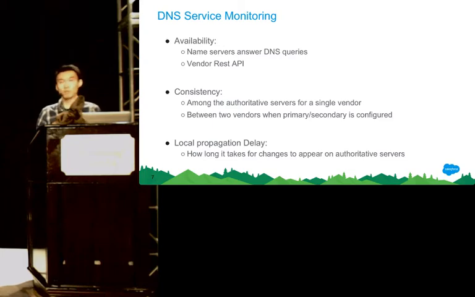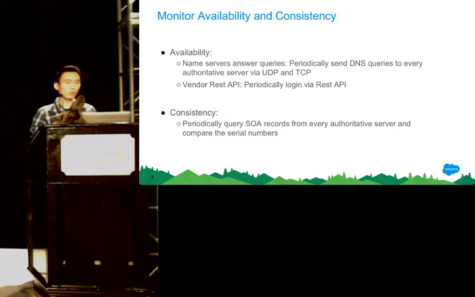So that means when we update our zones, how long it takes before we can see the changes, the updates, on the name servers. So first, I will talk about the monitoring of availability and consistency. For availability, we periodically send DNS queries to all the name servers using UDP and TCP to see whether they respond to our DNS requests. Similarly, we also periodically log in to DNS vendors using the REST API to make sure it is available.